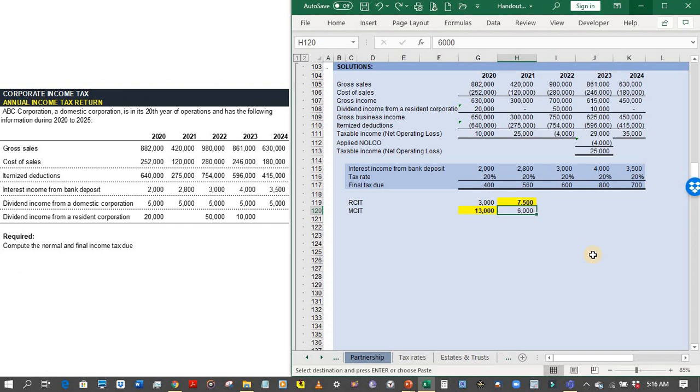Then in 2022, since we have NOLCO, we have a net operating loss. It means that we have no RCIT. That is why we only compute for the MCIT in 2022. Our gross business income is 750,000 pesos in 2022, and multiplying this by 2%, our MCIT is 15,000 pesos. Again, if the entity incurred NOLCO, the taxpayer shall not be liable for RCIT. However, since gross business income is still in its positive amount, the taxpayer shall be liable for the payment of MCIT. So even if the taxpayer has an operating loss for the year, the taxpayer shall still be liable for MCIT, minimum corporate income tax. The taxpayer should not pay below the minimum.